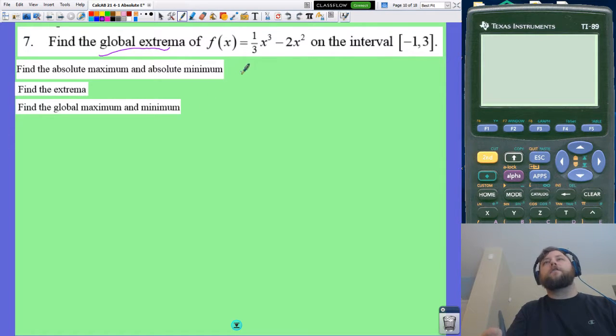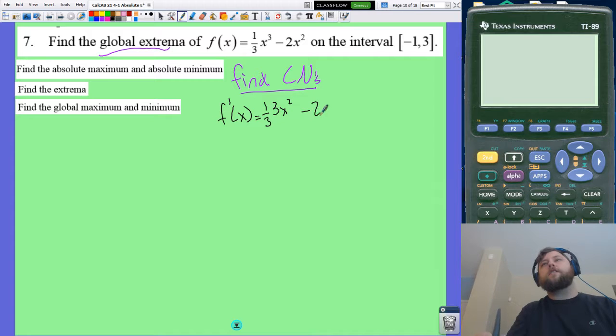So first step, find critical numbers. So I have to find the derivative. So f prime of x. The derivative of this would be 1/3 times 3x squared minus 2 times 2x. So cleaning that up, these cancel. It's just x squared minus 4x. So you want to set that equal to 0 and does not exist.